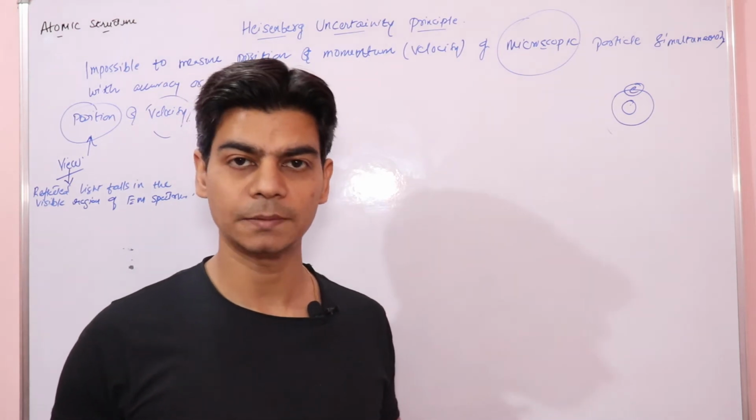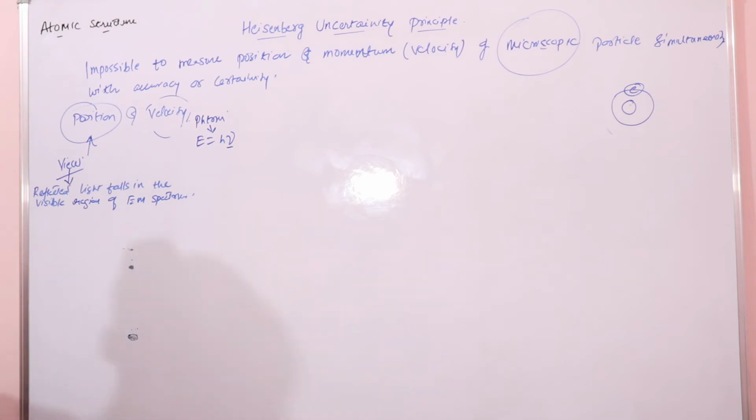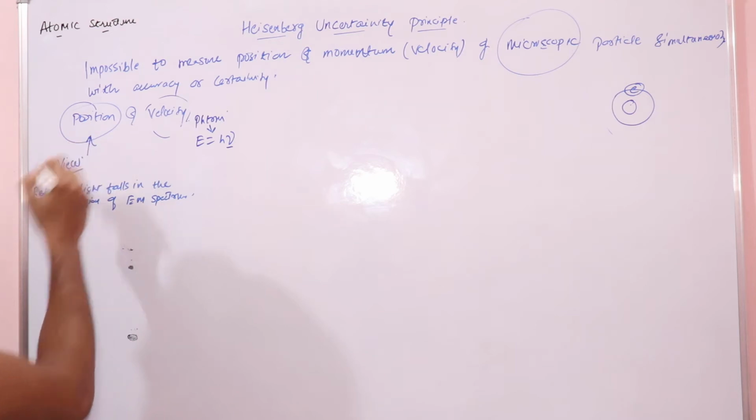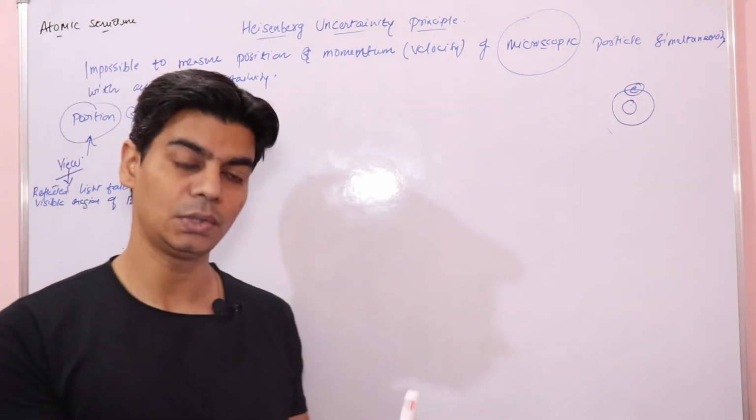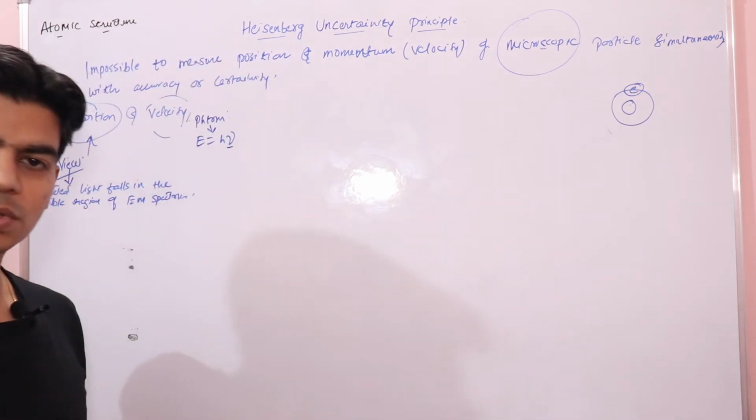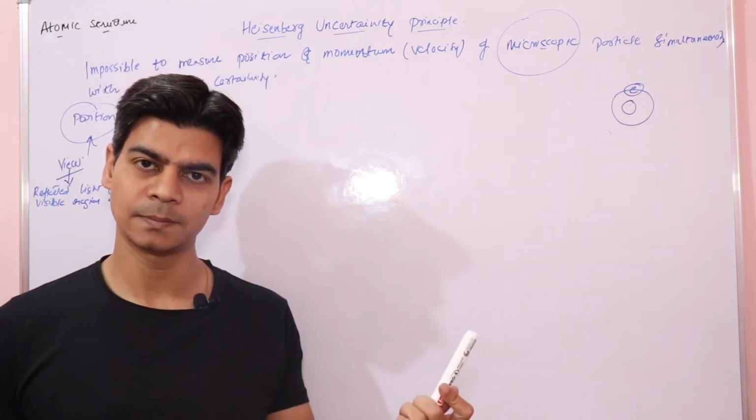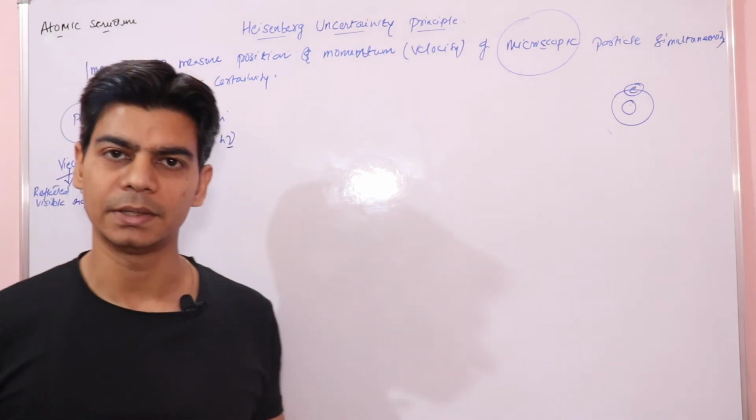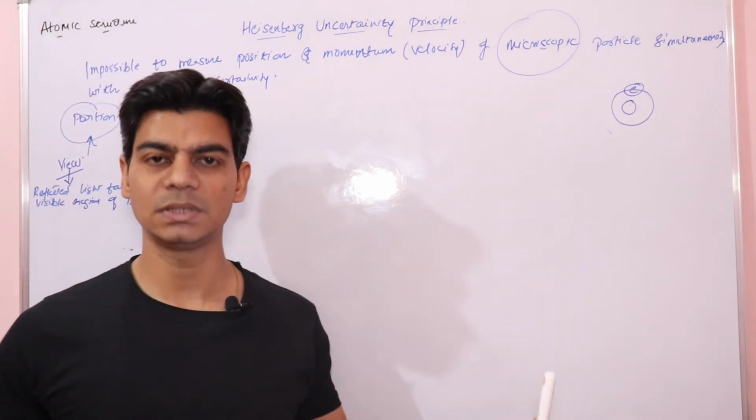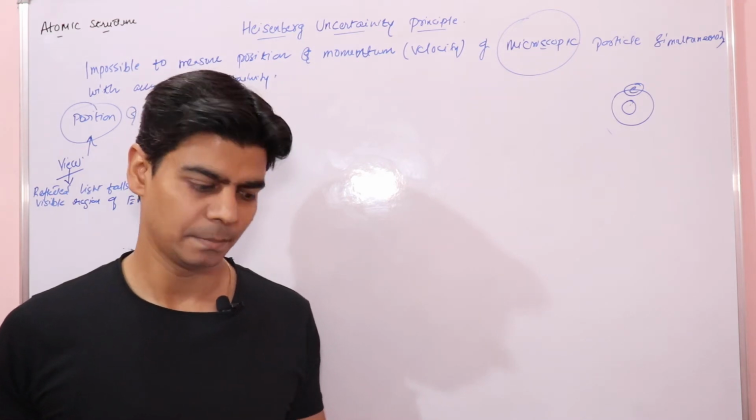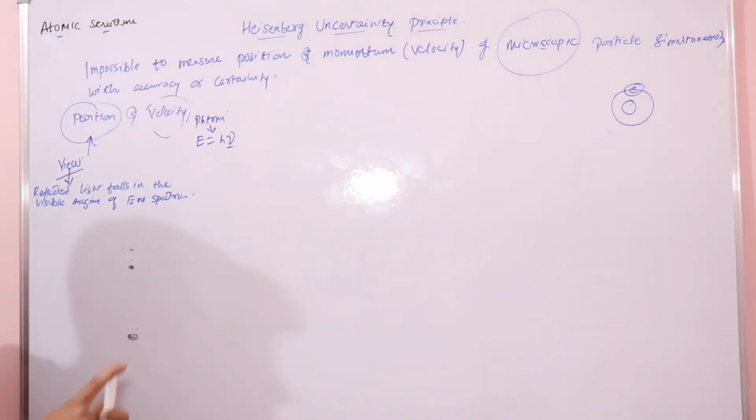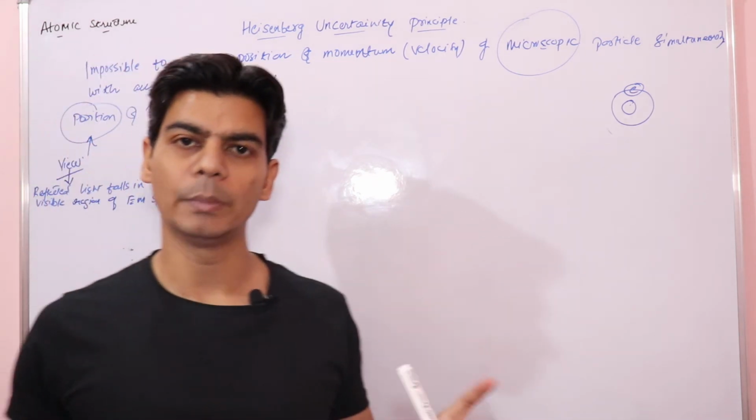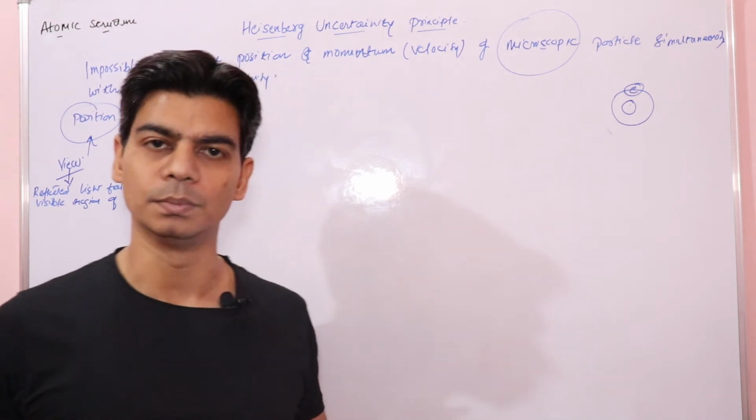Now let's talk about microscopic particles. Earlier I said that in order to determine the position of an object, we need to view that object, we need to see that object. So in order to see an object like this, we use ordinary light that falls in the visible region of the electromagnetic spectrum, because this is a bigger object. So we can view this object using the normal light that we use in our homes.